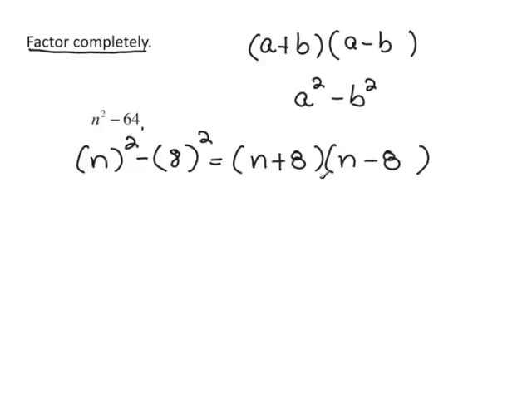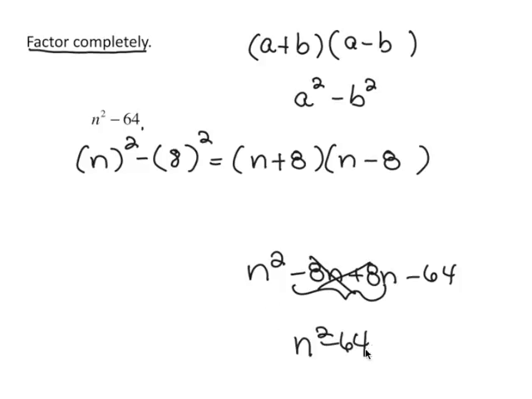So if I were to do the FOIL method or the box method, you can see that n times n is n squared. Let me write it down here. n times n is n squared. n times a negative 8 is a negative 8n. 8 times n is a positive 8n. And then 8 times a negative 8 is a negative 64. And you can see this middle term cancels out. So your answer would be n squared minus 64.